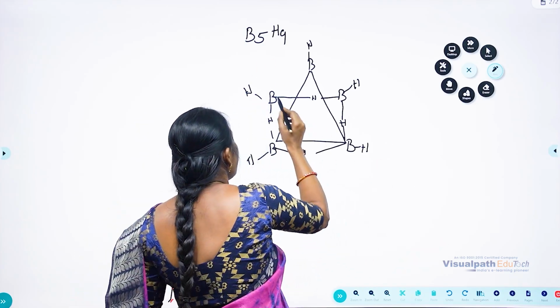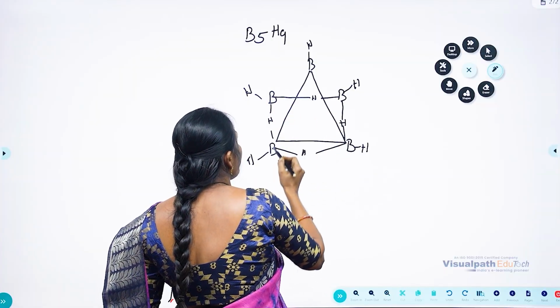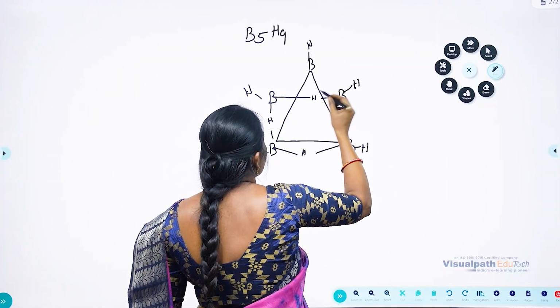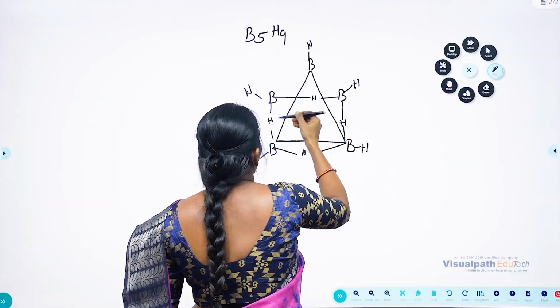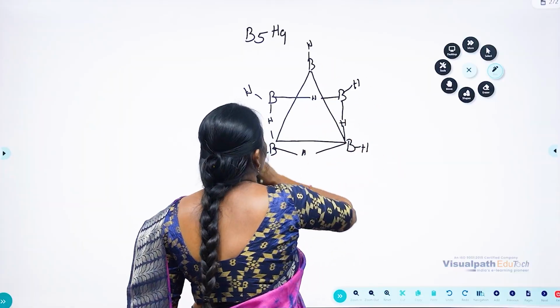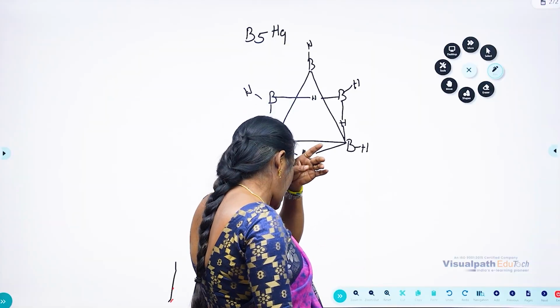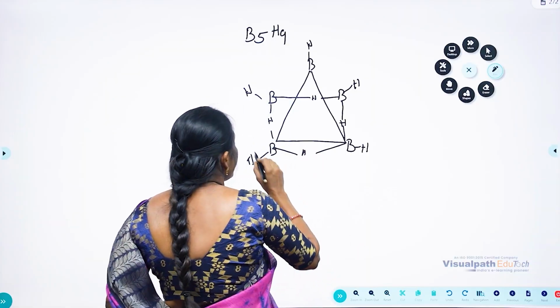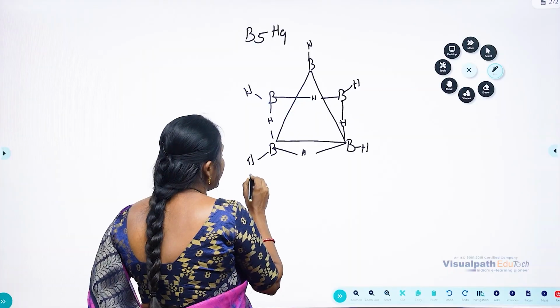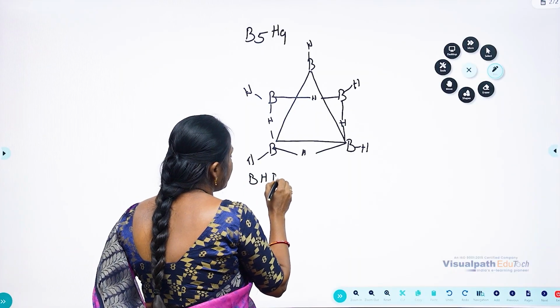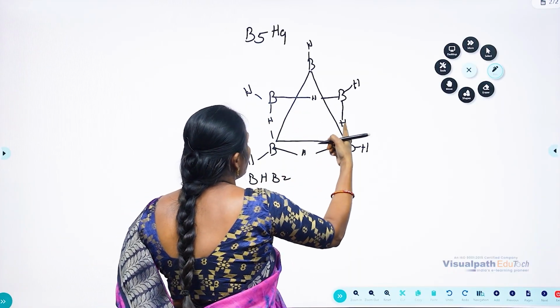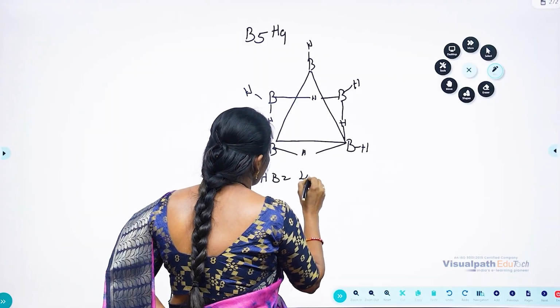See how many borons are there? 1, 2, 3, 4, 5. And how many hydrogens are there? 1, 2, 3, 4, 5, 6, 7, 8, 9. So it is the B5H9 molecule. Now we calculate the syntax number. How many BHB bonds are there here? 1, 2, 3, 4 BHB bonds are there.